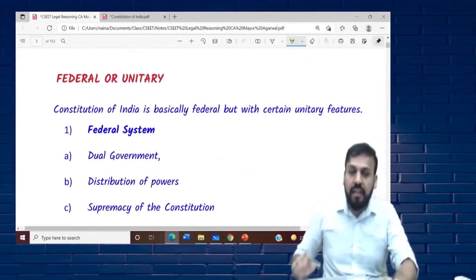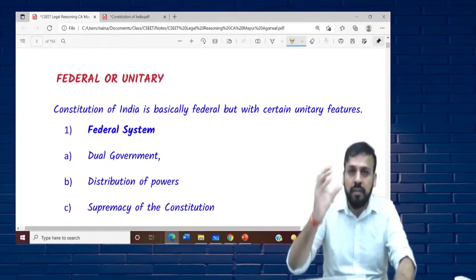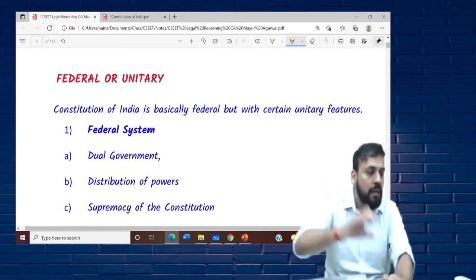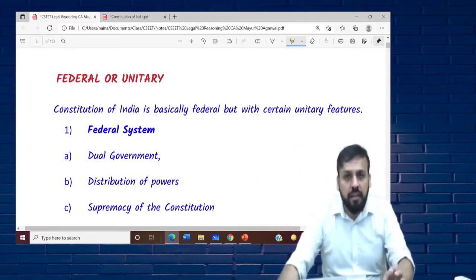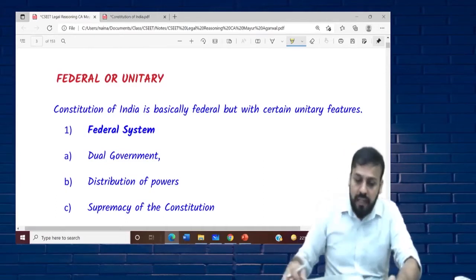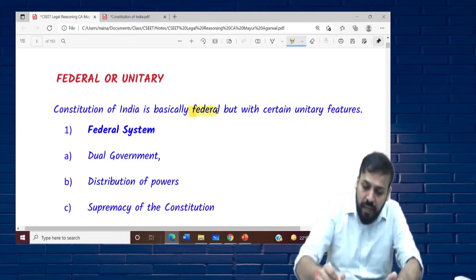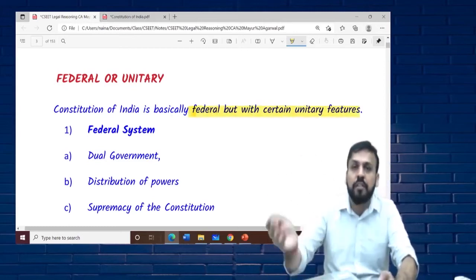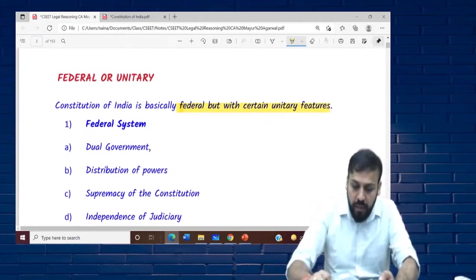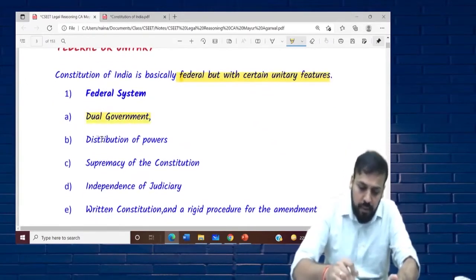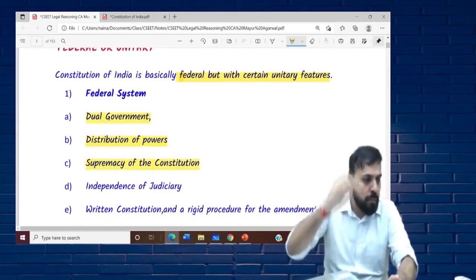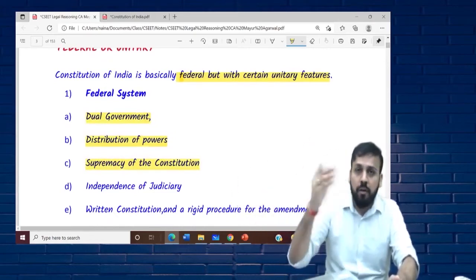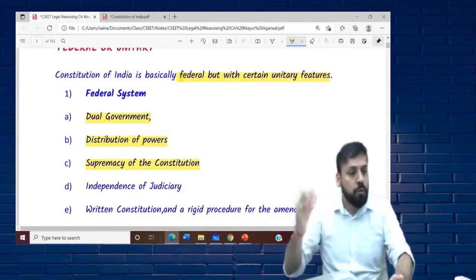So our country is federal. Some powers are with the state government, some powers with the central government, some powers with local bodies. But in certain cases, it is unitary. So it is both. Our constitution is basically federal, but with certain unitary features. So federal means there is dual government and distribution of power. Obviously, the constitution is supreme, and as per the constitution, power is distributed. Under the constitution, there are three lists: list 1, list 2, and list 3.